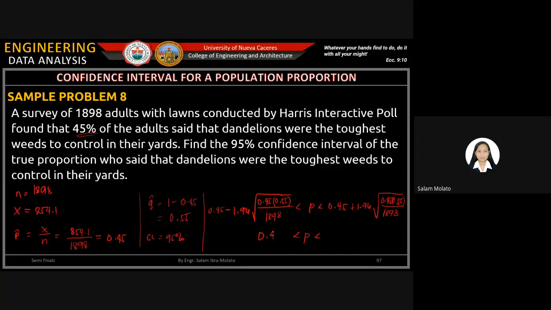I guess what I got there is 0.428, 0.472. Okay. So that's it. So that's how it goes. So I hope the three are clear to you. And that's it for now. So that is it, we are done with our confidence interval.